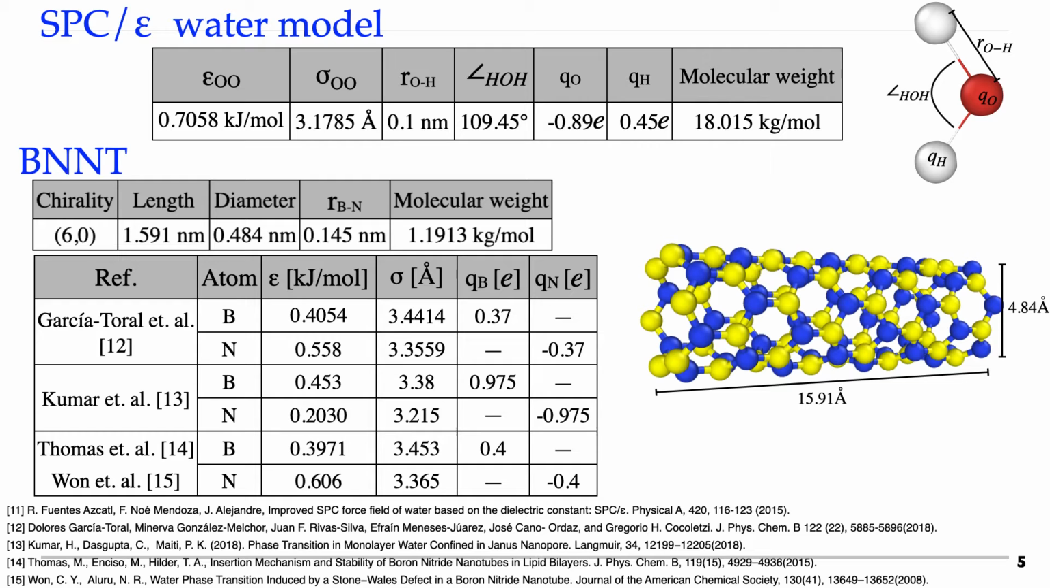So in this work, we use a zigzag type nanotube whose indices are (0,6), and the length of the nanotube is 15.91 angstrom, and also the parameters considered by Garcia Toral and collaborators.